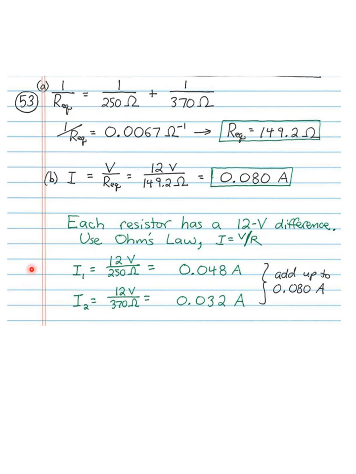For the first one, the 250 ohm resistor, the current going through it is the 12 volts divided by 250 ohms, and that's 0.048 amperes, or 48 milliamperes. The second one is 12 volts over 370 ohms, or 0.032 amperes. Notice that they add up to the total that we got at the beginning of part B, which is 0.08 amperes.